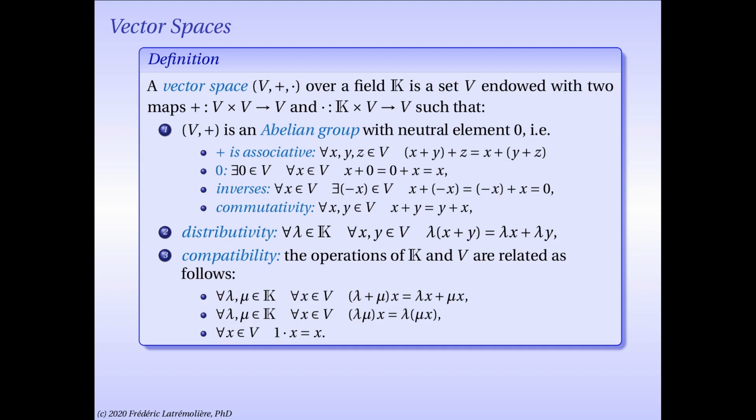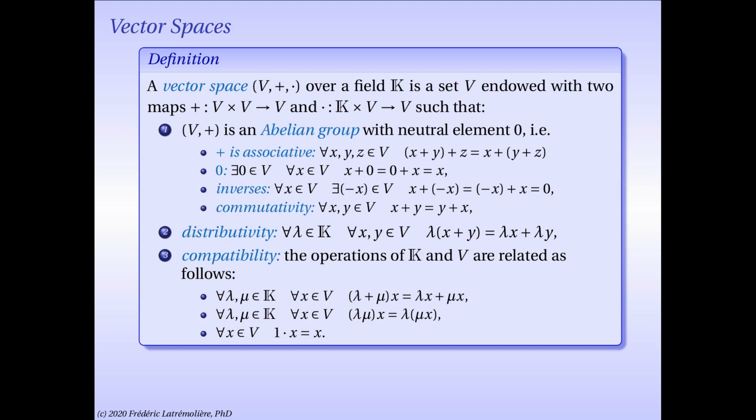Second, we ask that for any λ and μ in K, and for any x in V, (λμ)x is equal to λ(μx). Now, I've used the word times only to refer to the scalar multiplication in that particular identity. It is a form of associativity, but pay attention that we multiply λ and μ in the field K on the left-hand side, whereas we do not involve the multiplication of the field K on the right-hand side.